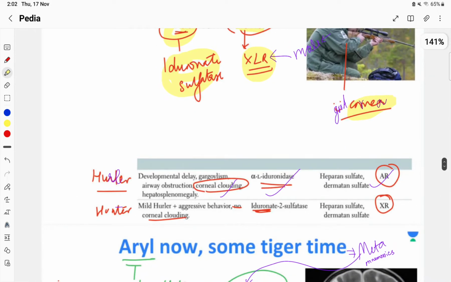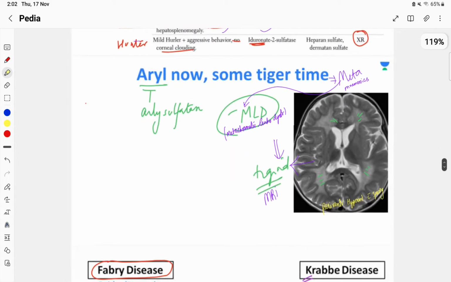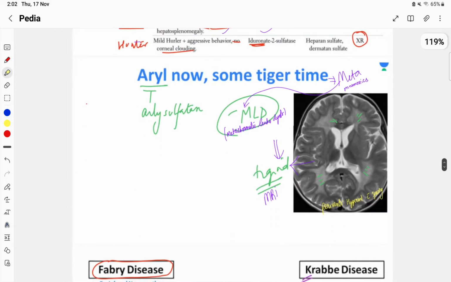But Hurler, what is Hurler? There is corneal clouding present. Alpha-L-iduronidase. And this is autosomal recessive. It is autosomal recessive, and X-linked recessive is Hunter. Okay, and at the end, one more: aryl.